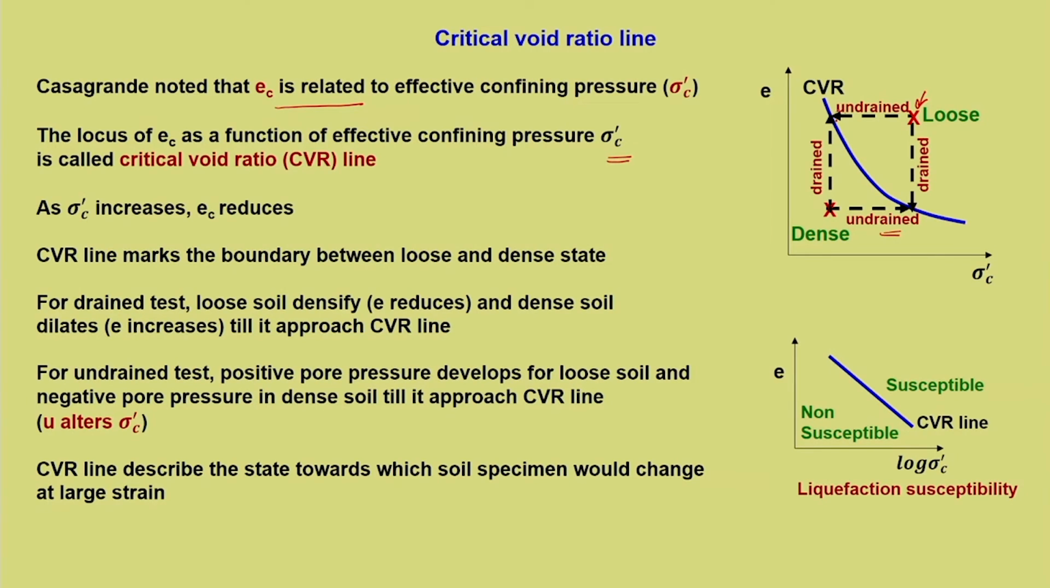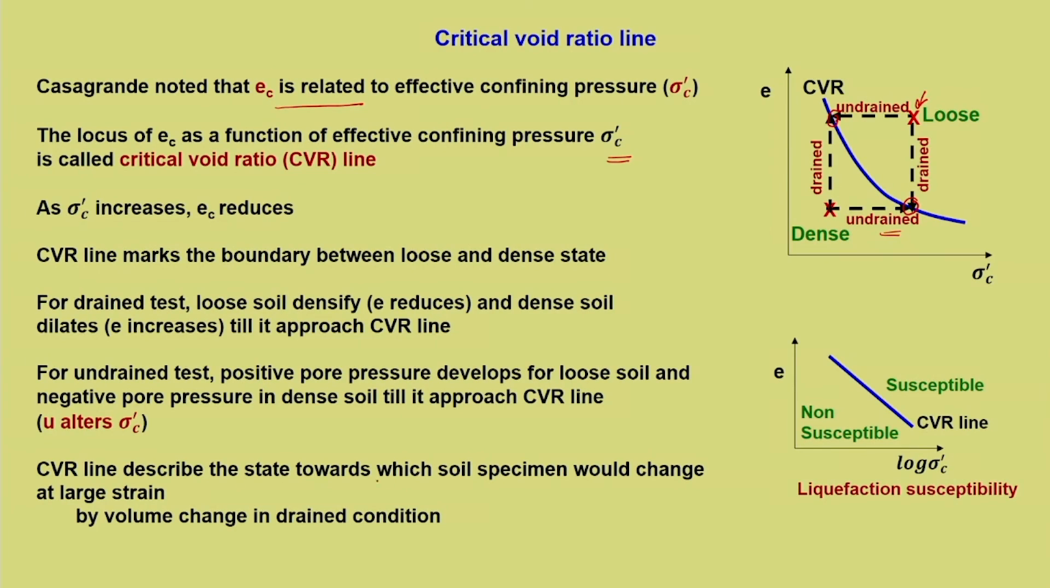So, CVR line describes the state towards which soil specimen would change at large strain. Now, by the time it reaches the critical void ratio line, it would have undergone large strain. So, we are talking about a critical state of that particular material, which mostly happens at 10 to 20% strain. So, CVR line is the line towards which a soil state moves during shearing, and finally it reaches that particular constant volume and then remains constant.